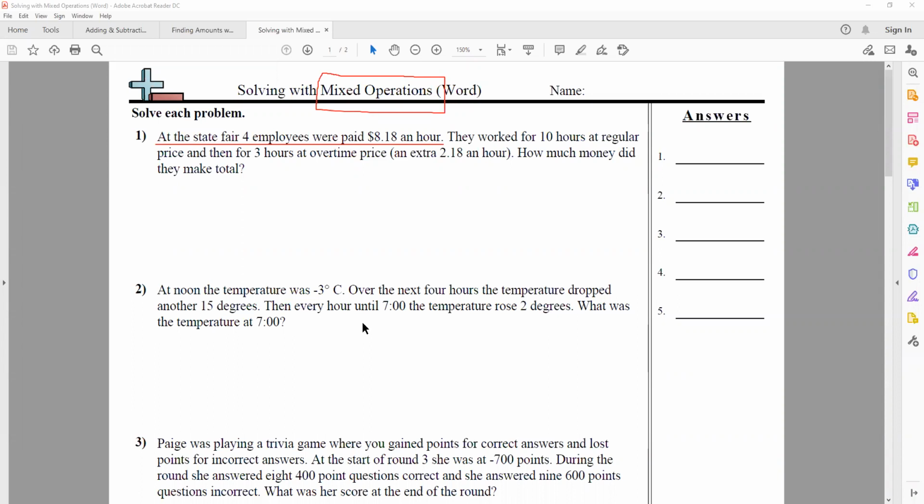At the state fair, employees were paid $8.18 an hour. Okay, all right. Now go ahead and read the second sentence.